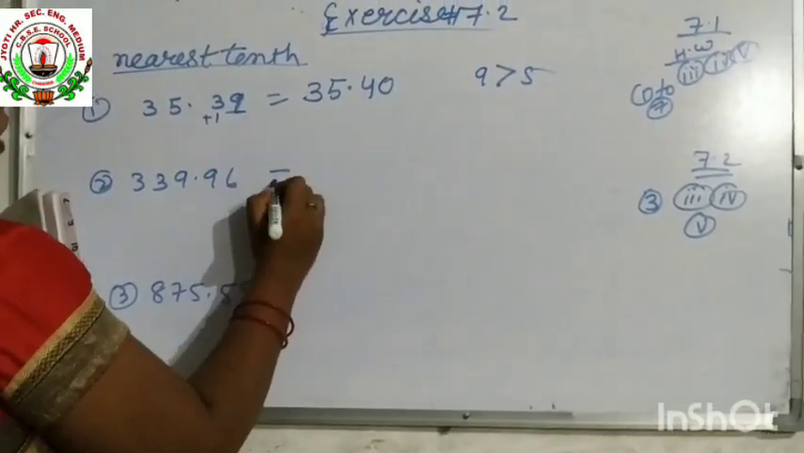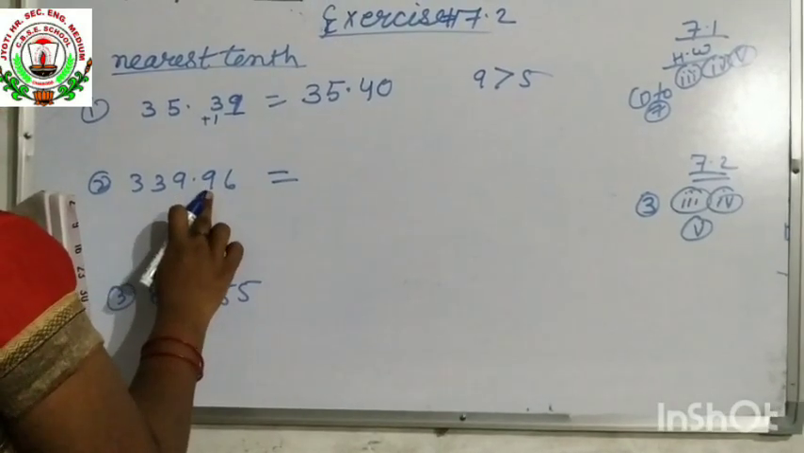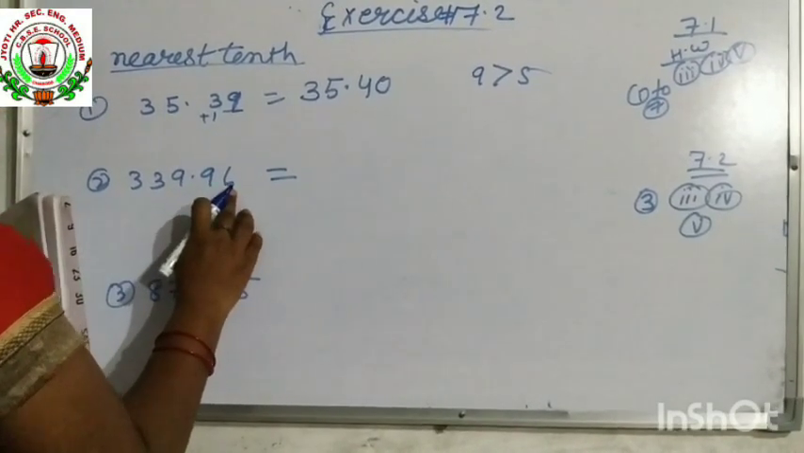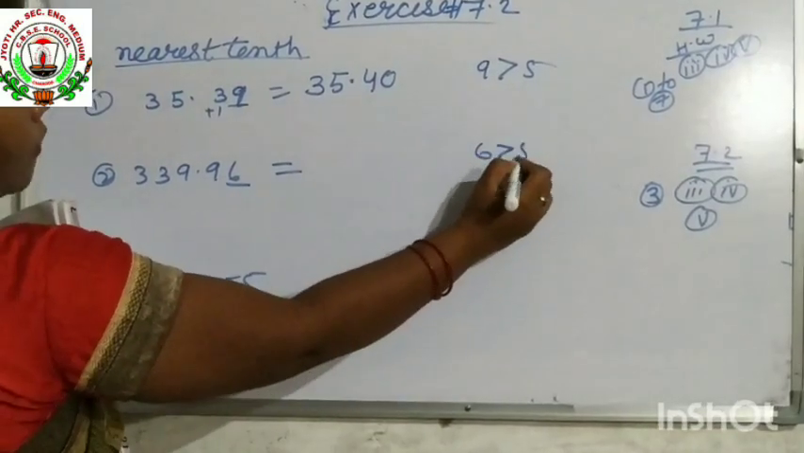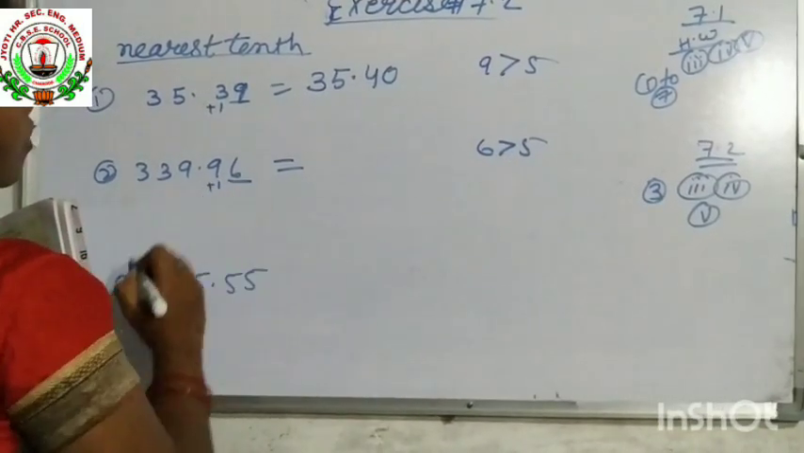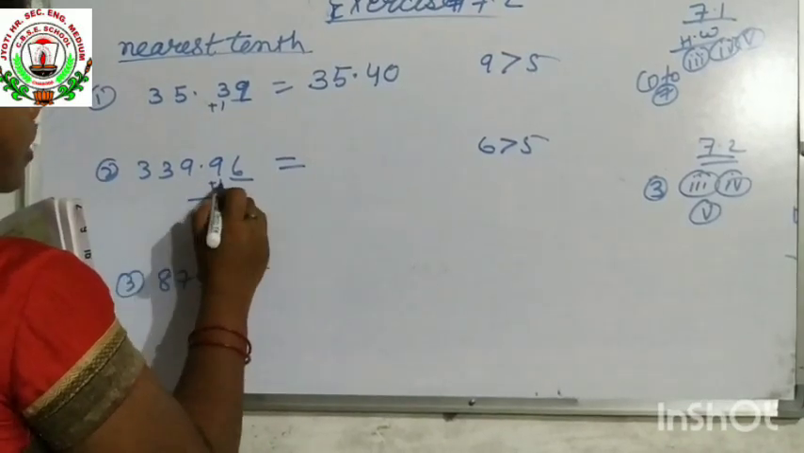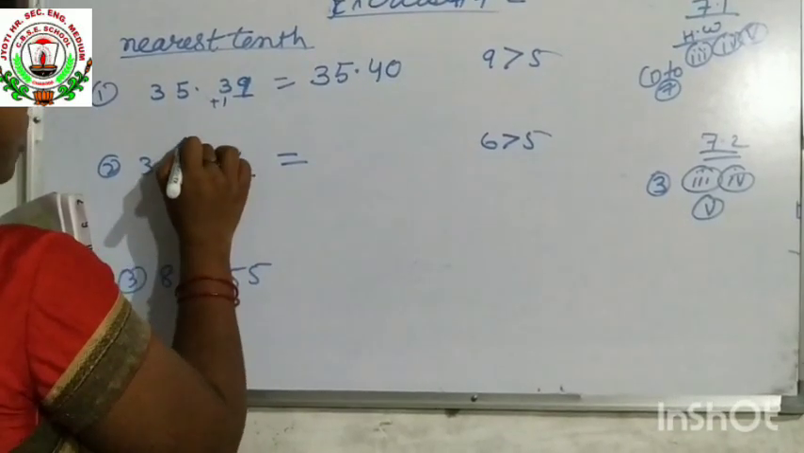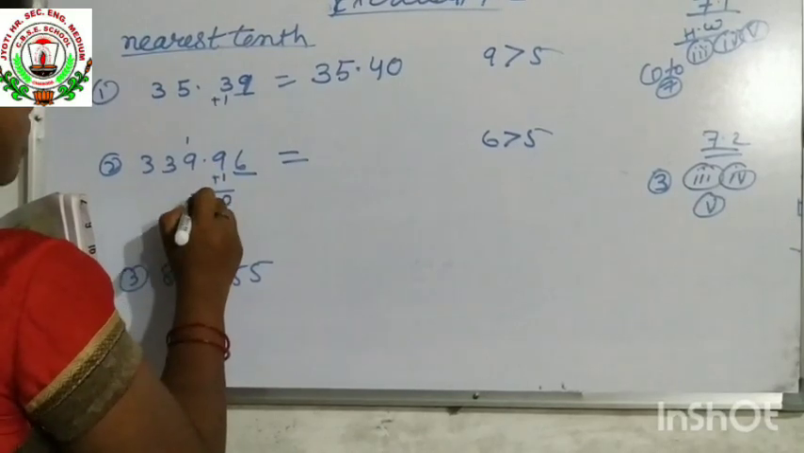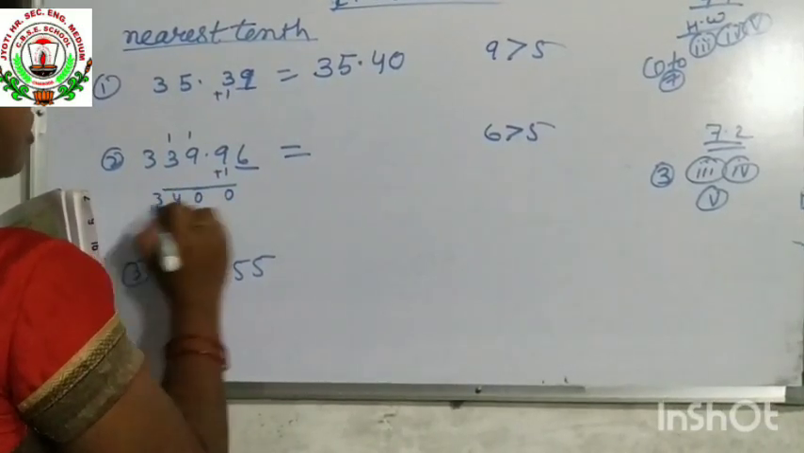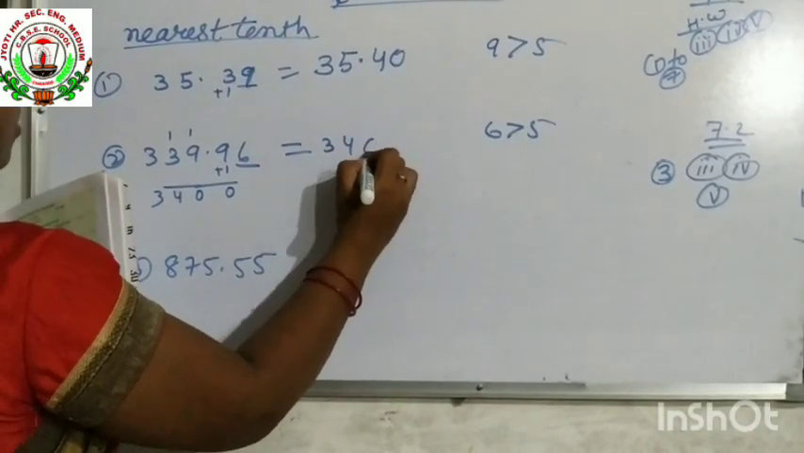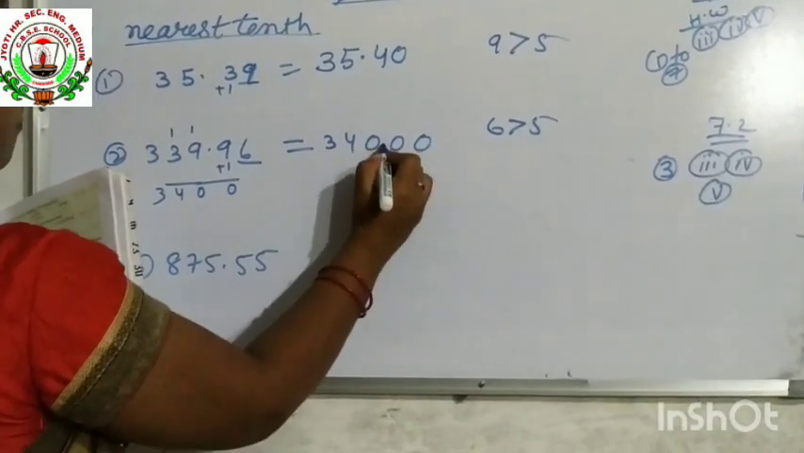Okay. Now next, again see. This is the tenth place number. This is the 100th place number. So we have to see the 100th place number. It is 6. Now 6 is greater than 5. So here we will add 1. When we add 1, 9 plus 1 is 10. Then again it will carry 1. Then 9 plus 1 is 10. Then 3 plus 1 is 4 and this is 3. So 3, 4, 0, 0, 0.